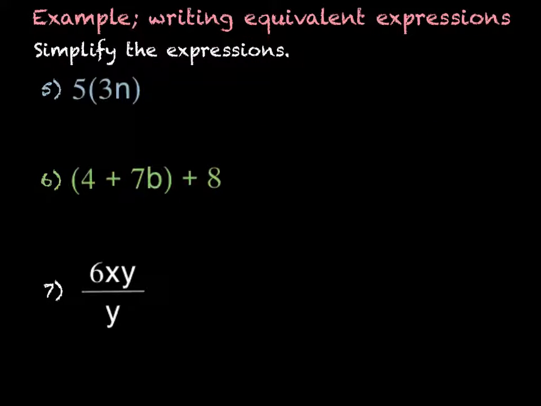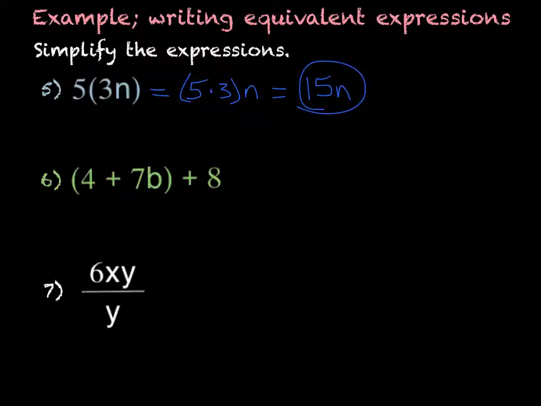Now for these last types of examples, we're just going to rewrite the expression equivalently by simplifying the expressions and using our properties. So for this first one, what I'm going to do is rearrange and multiply my numbers together and then multiply on the end. What I mean by that is we're going to write 5 times 3 times n. So 5 times 3 is 15 times n. So 15n is your final answer.